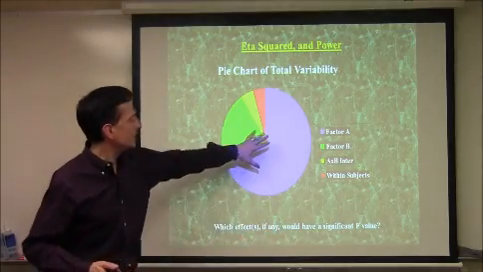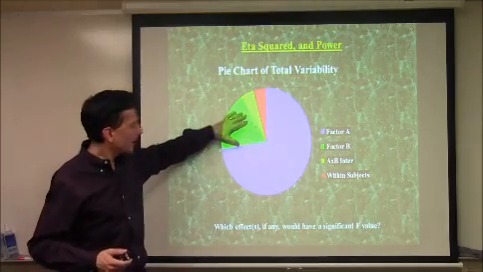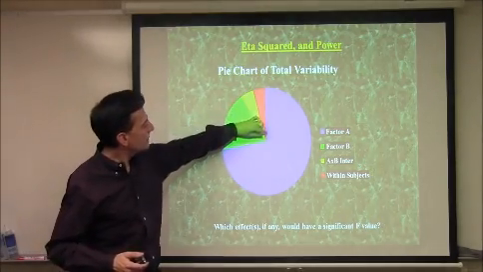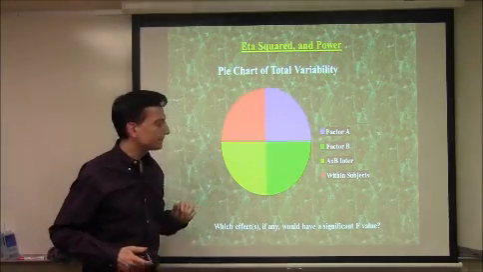So to sum up, in this particular case, we almost certainly have a significant effect for factor A, probably so for factor B as well, and we almost certainly won't have a significant effect for the A by B interaction.